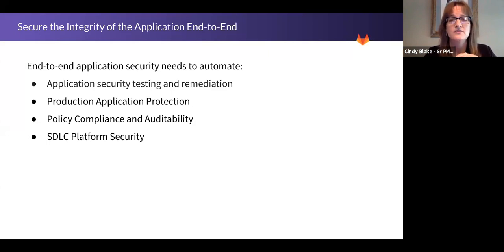Auditability, understanding who changed what, where, when, why, becomes really important, not only for forensics, but also for improving the process. Just as DevOps improves the processes continuously through monitoring and metrics, security should do the same. And then last but not least, the platform that you use to develop your software in the first place needs to be secure, so that you're not injecting opportunities for either human error or malicious intent. So let's look at these items here just a little bit further.